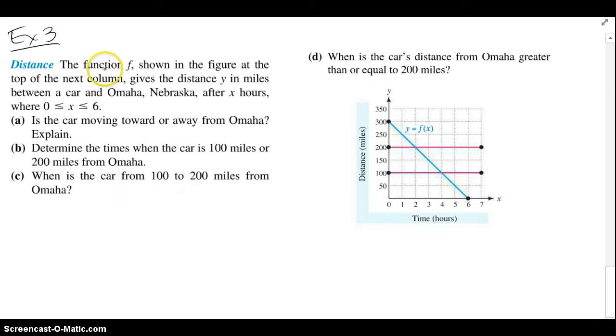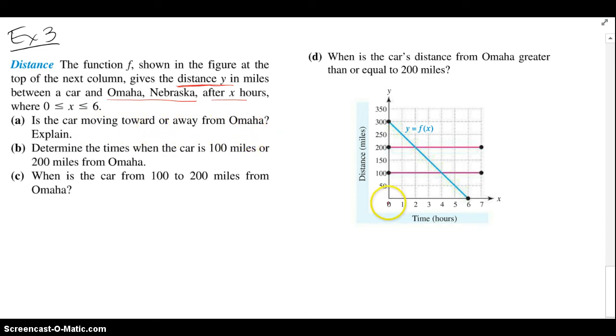Okay, in this example it says the function f, shown in the figure right here, at the top of next column, I brought it next to it, so it's right next to it, gives the distance y in miles, so y equals f of x is the distance between a car and Omaha, Nebraska after x hours. So time goes by, and this is the distance between the car and Omaha, Nebraska, between 0 and 6 hours. Is the car moving towards or away from Omaha?